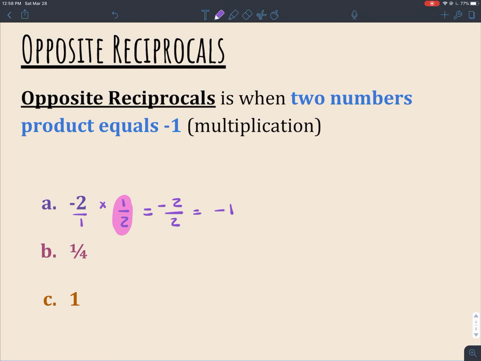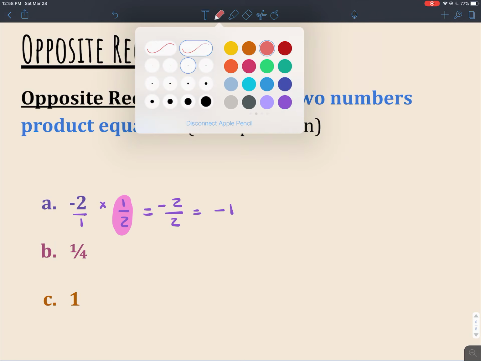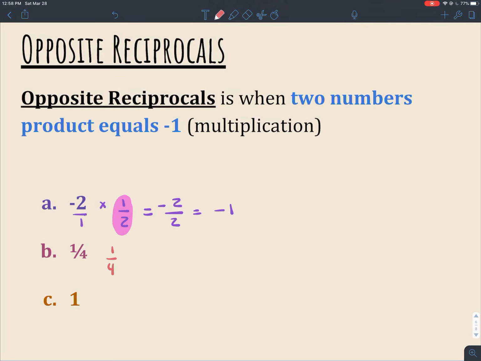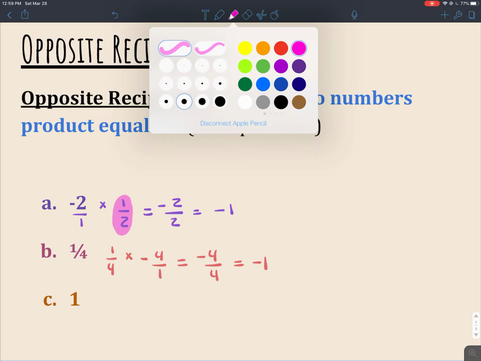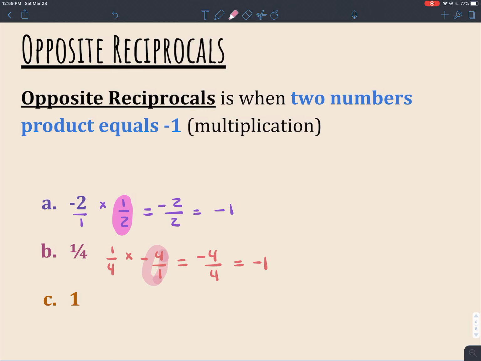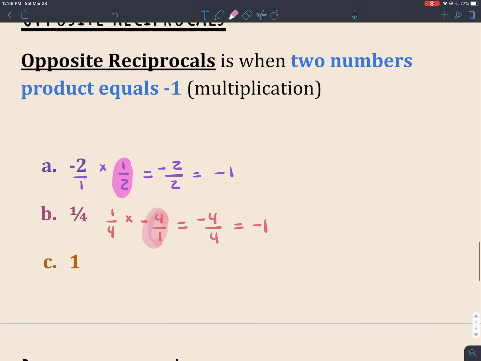Now, for 1/4, I will rewrite that. So for 1/4, the opposite reciprocal of this would be a negative 4 over 1. So if you notice, we are just flipping our fraction. So again, if I multiply across, I get negative 4 over 4, which is equal to negative 1. Therefore, negative 4 is my opposite reciprocal of 1/4.